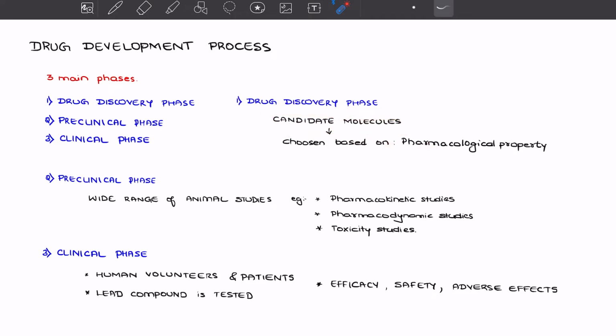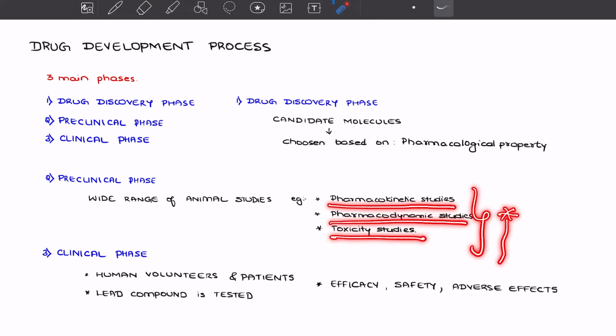In the second stage, it will be taken to the preclinical phase. In the preclinical stage, a wide range of animal studies will be done. Whatever candidate molecules you have chosen will be subjected to animal studies. In animal studies, you are going to evaluate the pharmacokinetic studies, pharmacodynamic studies, as well as the toxicity studies. Once you get an approval from this preclinical study, you are going to shift to the clinical phase.